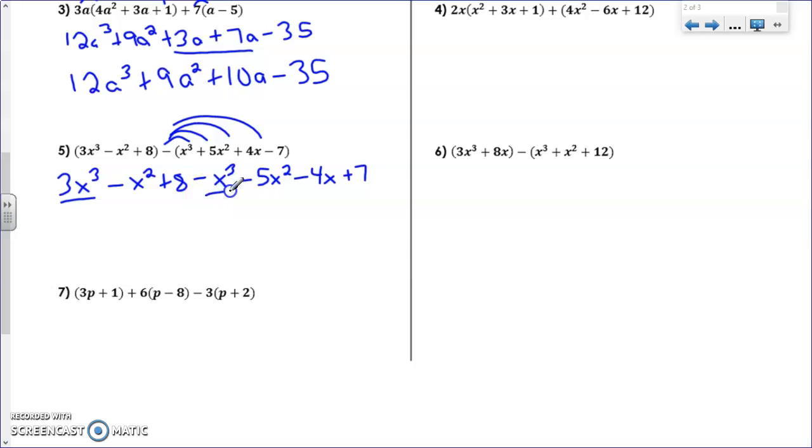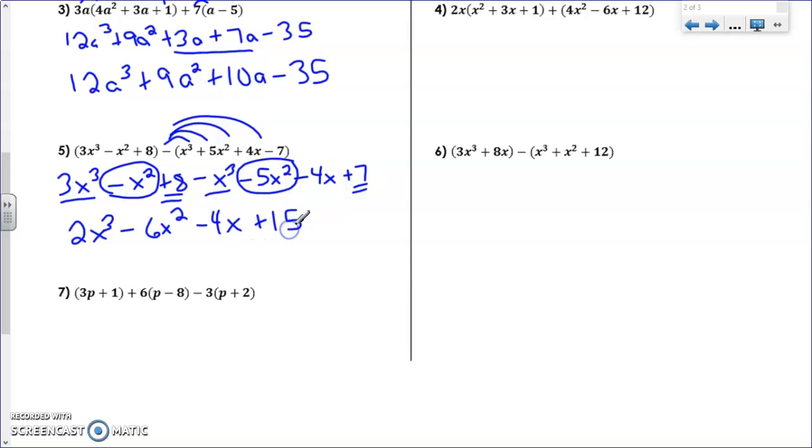3x cubed minus x cubed is 2x cubed. And then negative x squared minus 5x squared is negative 6x squared. 4x doesn't have a friend, so we bring him down. Plus 8 and plus 7 is plus 15. Does that make sense?